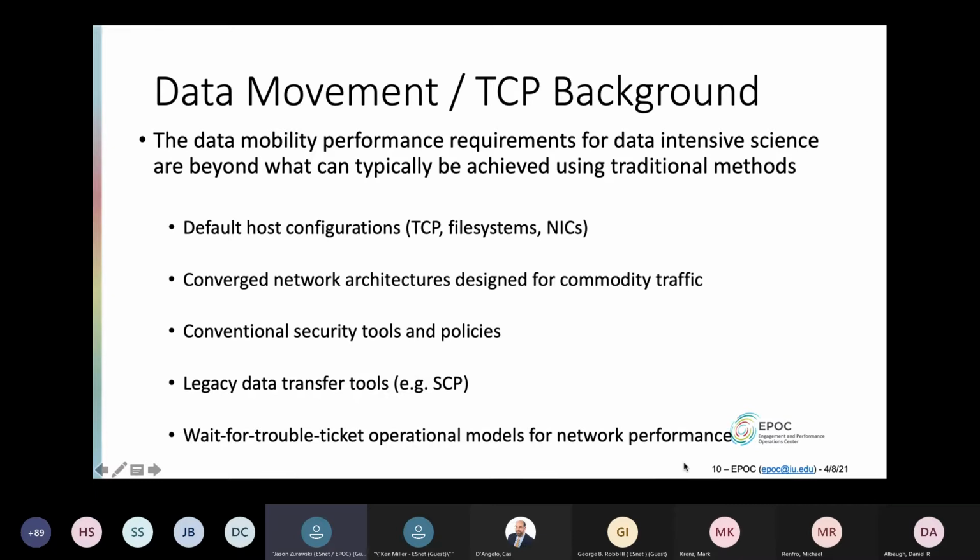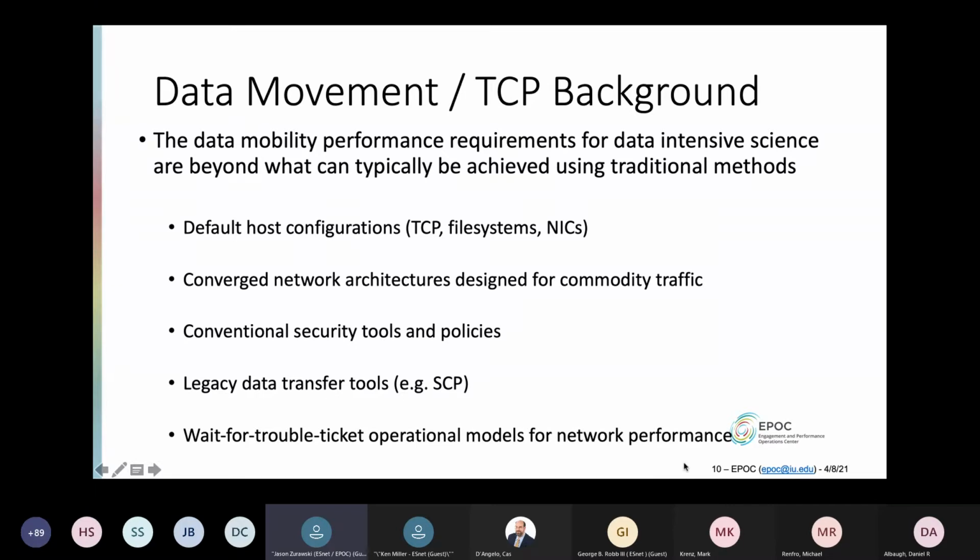As George noted, tuning is an important part of this entire step. So things like default host configurations, whether it be the TCP stack or file systems or NICs, all of those things don't necessarily work right away for the scientific use cases. In a quote-unquote converged network architecture, it's designed for the common use case, which is commodity traffic. It's your web and email haystack as the users arrive for the day, or now that we're all working from home, as they turn on for the day. Things start to escalate through the middle of the day, then they die off at the end.